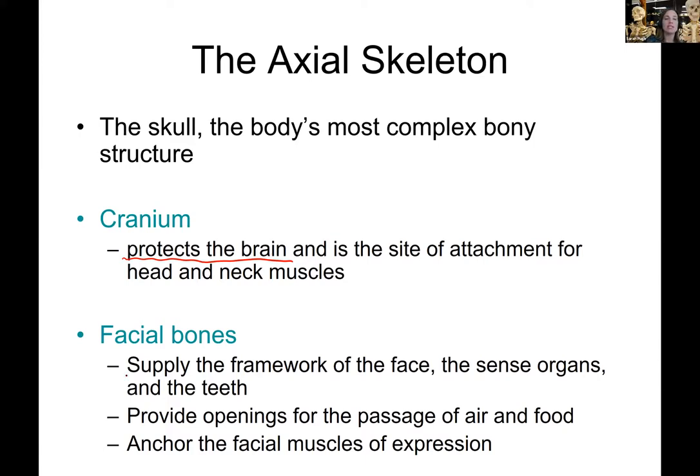These are going to supply the framework for your face. So they're giving your face a structure. They're also housing your sense organs like your eyes and your nose and your teeth and your mouth. They're providing openings for air and for food, okay? And they also anchor a lot of your facial muscles for facial expression. Like smiling, right? That's all coming from those facial bones.